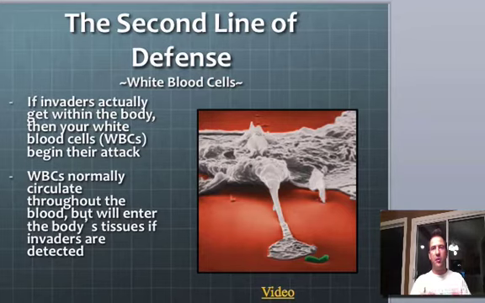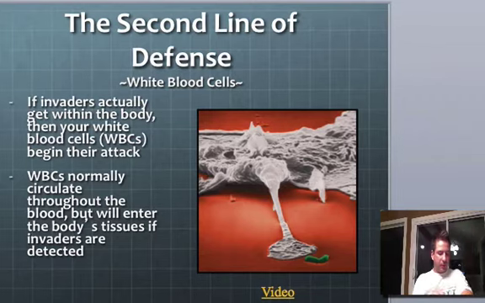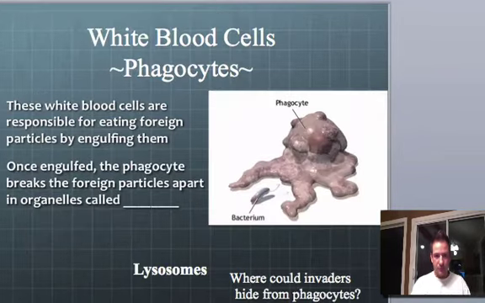We call these foreign bodies, we call those invaders. If they actually get within our body, then we have white blood cells. We talked about the components of the blood. Well, these white blood cells are the ones that fight off the infection, so they'll actually attack it. They usually circulate throughout the blood, but will enter the body's tissues if an invader is detected. They flow through our blood, but if there's an invader within our body, they'll go to that spot because they can detect that.